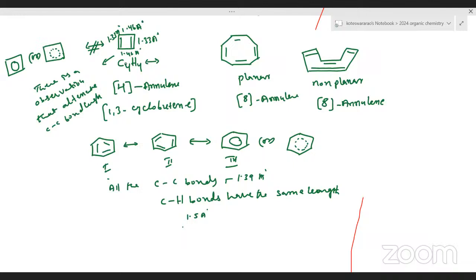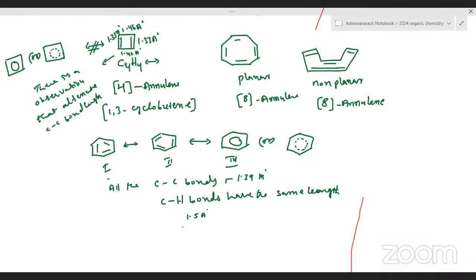Therefore, annulene compounds may be aromatic or may not be aromatic. Annulenes have the molecular formula CnHn, and an annulene may be planar or non-planar. There is no relation between the annulene nomenclature or classification and aromatic compounds. It is a trivial nomenclature.